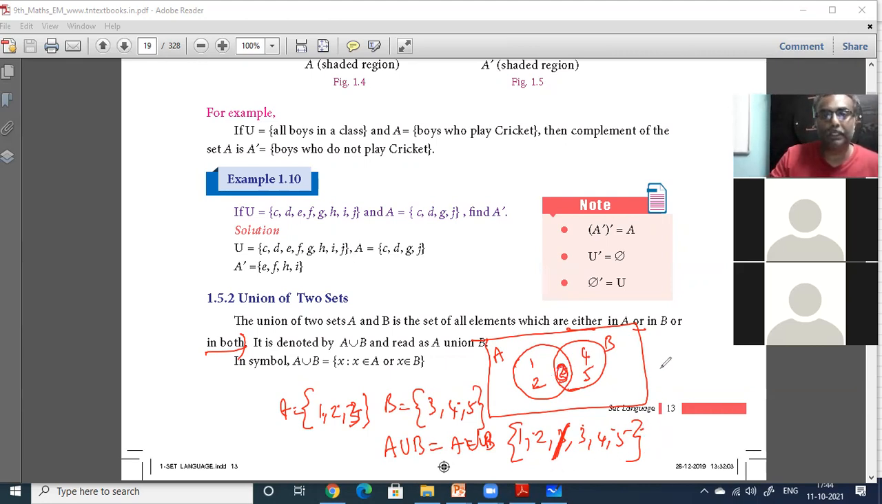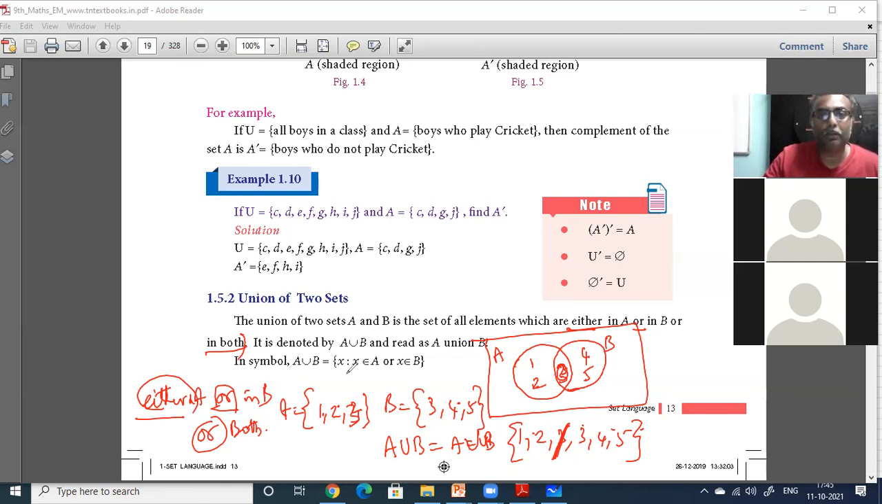So A union B is given like that. Elements are either in A, or in B, or in both. Remember, in probability also we have used this: either in A or in B or in both. So "either-or" is a union of two sets.